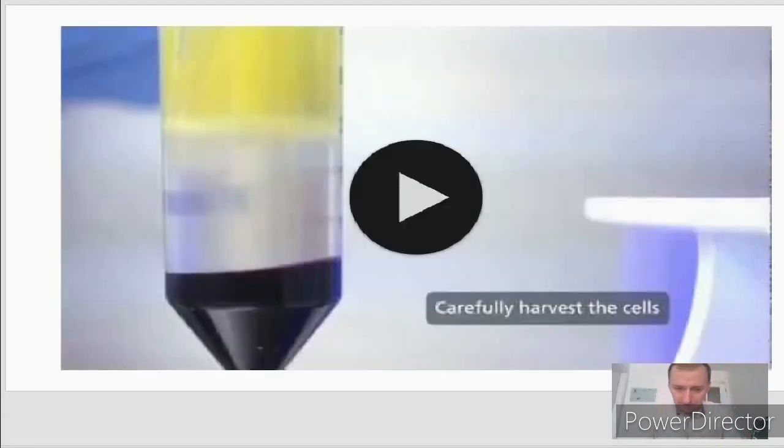Now, in terms of peripheral blood mononuclear cells, I'm going to show you a short video as to how Emer managed to isolate these peripheral blood mononuclear cells.